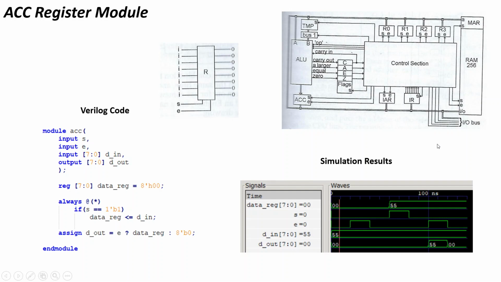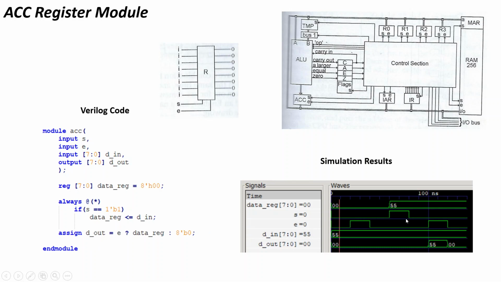Here's the ACC register, which is a register. You can see it down here in the bottom left, right? It has an input of 8 bits, an output of 8 bits, a set, and an enable signal. Here's the Verilog code for it, and here are the simulation results.